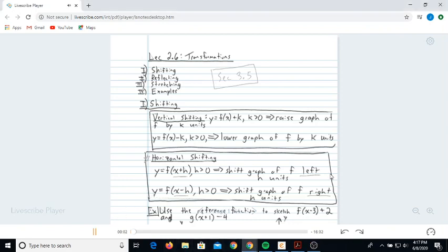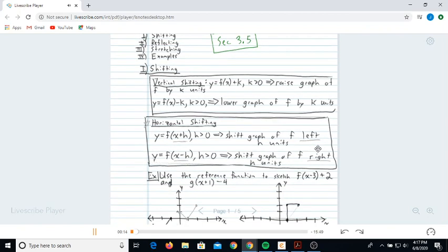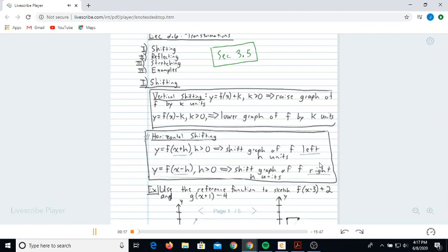Alright, here we have lecture 2.6, which will correspond with section 3.5 from the textbook. We'll be looking at transformations of functions. Transformations are what happens when we add, subtract, multiply, or divide functions by some constant. The short version is if we add or subtract by a constant, we will shift the graph, either left, right, up, or down. And if we multiply or divide a function, we'll stretch or compress it.